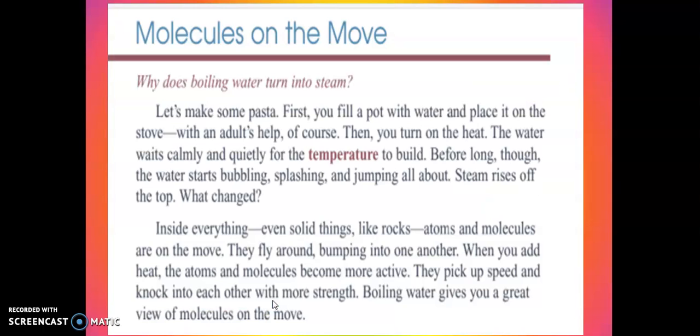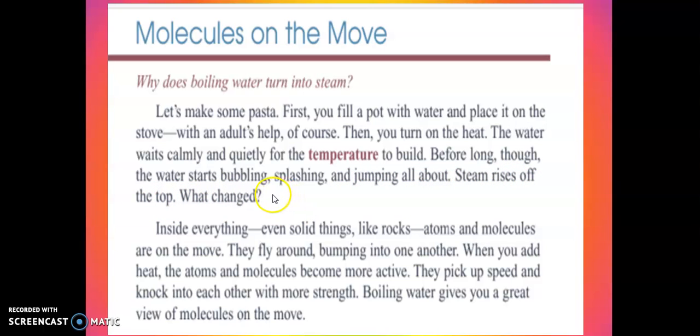Okay, so the reading says, let's make some pasta. First, you fill a pot with water and place it on the stove with an adult's help, obviously, right? Of course. Then you turn on the heat of the stove, right? Of the fire. The water waits calmly and quietly for the temperature to build. Before long, the water starts bubbling, splashing, or jumping all about. Steam rises off the top.